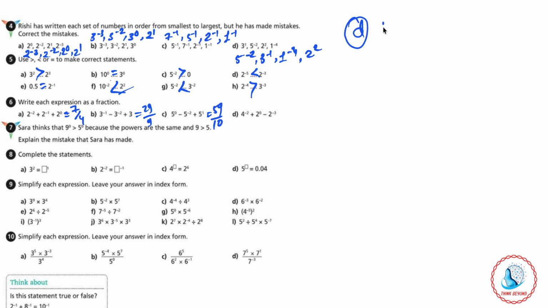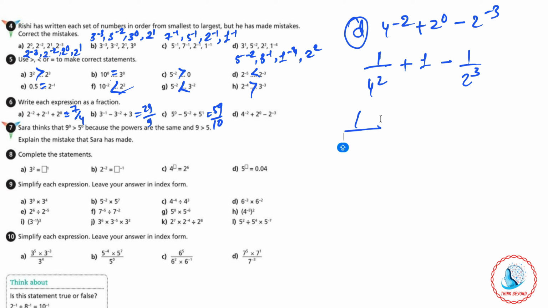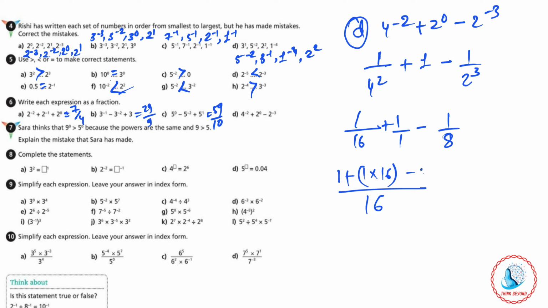Question number D says 4 raised to power minus 2 plus 2 raised to power 0 minus 2 raised to power minus 3. Okay, so 4 raised to power minus 2 is 1 over 4 square, plus 1, minus 1 over 2 raised to power 3. So 4 square is 16, plus 1, minus 1 by 8. So the LCM is 16, right? So 1 plus 1 times 16 minus 1 times 2, because 8 times 2 is 16, so I have multiplied here 2.